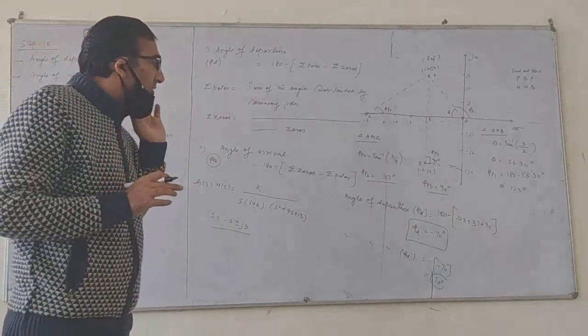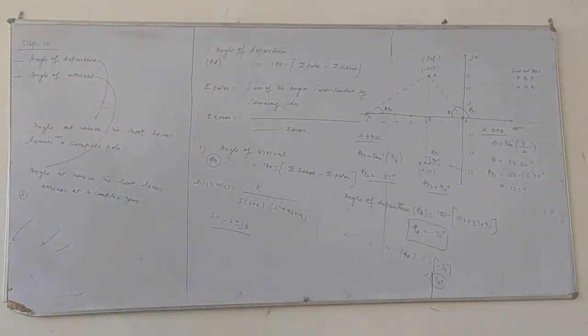So this was something about the angle of departure. If a similar thing is in the numerator, if you have complex zeros, then you can find the angle of arrival. But here, the angle of arrival is not valid because we don't have complex zeros. Okay. So the last topic is how to obtain the value of K if the damping coefficient is given.